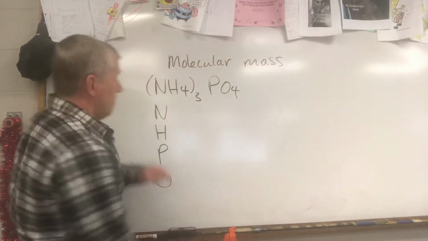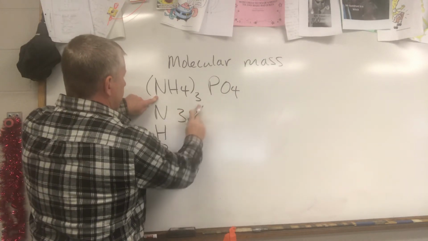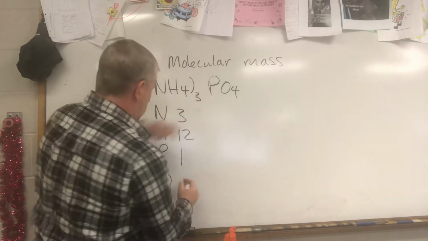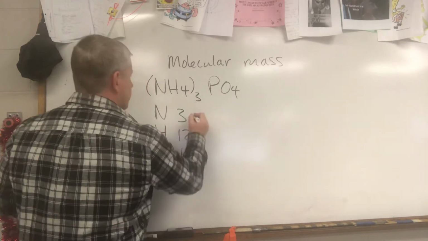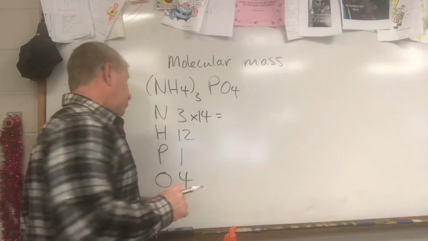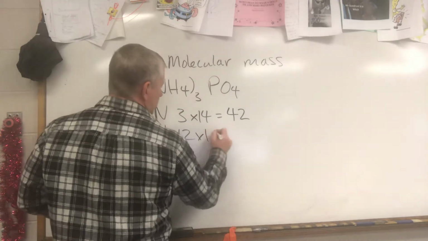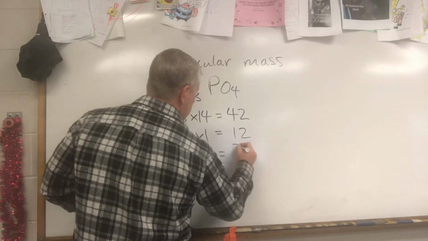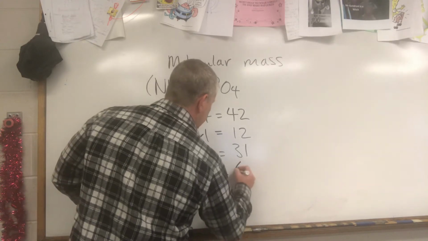All right, how many nitrogens? Be careful. That 3 is a multiplier for everything inside, so 3 nitrogens, 12 hydrogens, 1 phosphorus, 4 oxygens. Oop. Multiply first. Nitrogen is 14, so 3 times 14 is 42. Hydrogen is 1, so that's just 12. There's only 1 phosphorus, which rounds to 31. And the oxygen is 16, so that's 64.